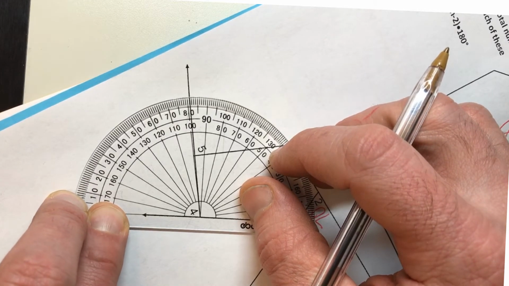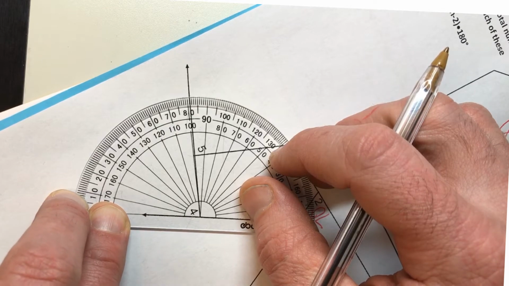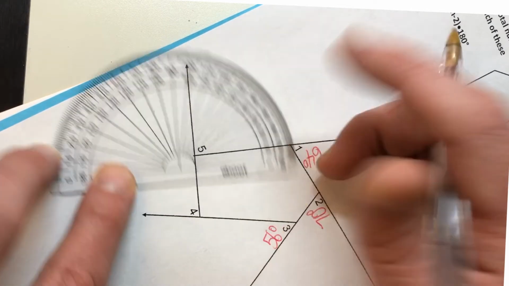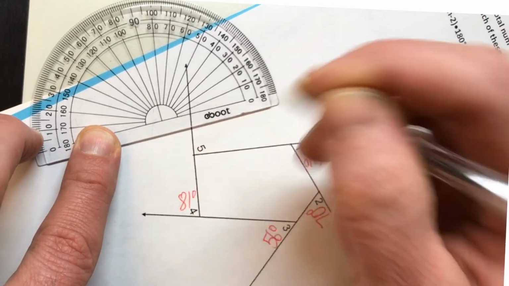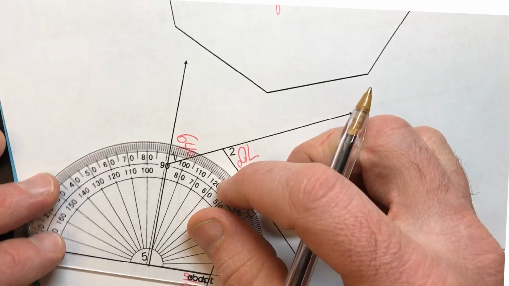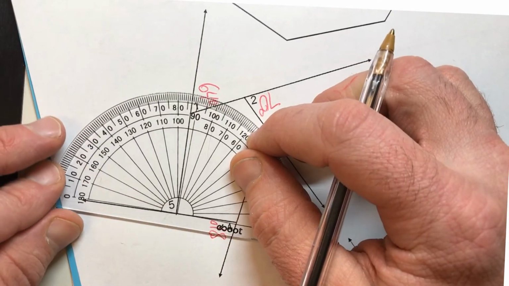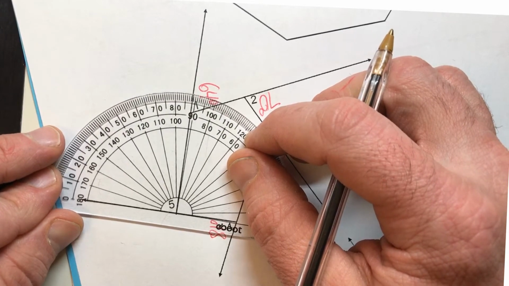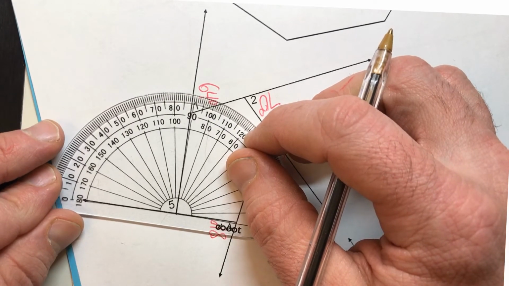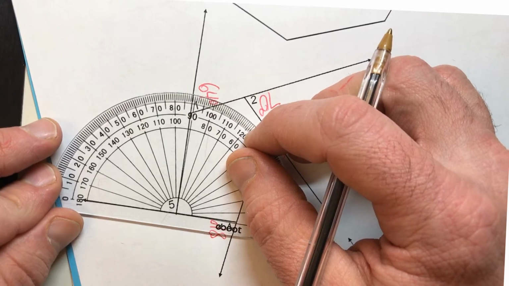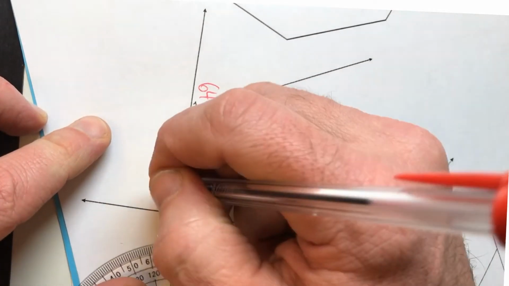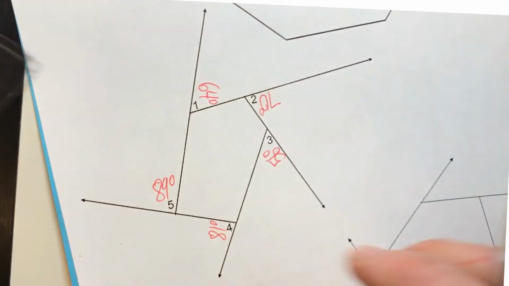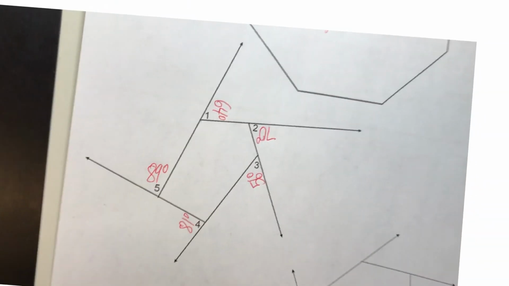Is what? Just a little bit more than 80. Looks like about 81. And now angle 5. Okay, yeah, let me get it lined up better here. It's about 89. All right.